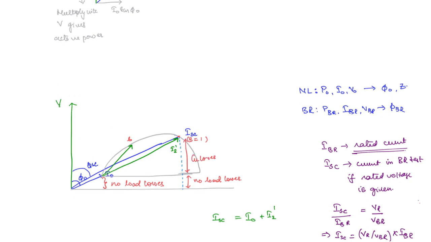Why is that? In the blocked rotor condition, there is no mechanical power output. So whatever power is being derived from the supply, this is the entire power that is derived from the supply. This is the no load losses. There is no mechanical power. So what else is left out? Only the copper losses is left out. So this line will represent the copper losses.